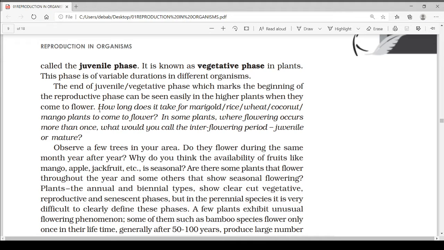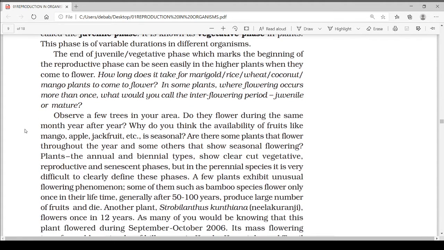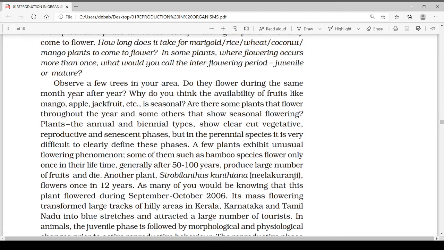But that period is different for different species. Observe a few trees in your area. Do they flower during the same month year after year? Do you think that the bearing of fruits like mango, apple, jackfruit, etc. is seasonal? Are there some plants that flower throughout the year and some others that show seasonal flowering?